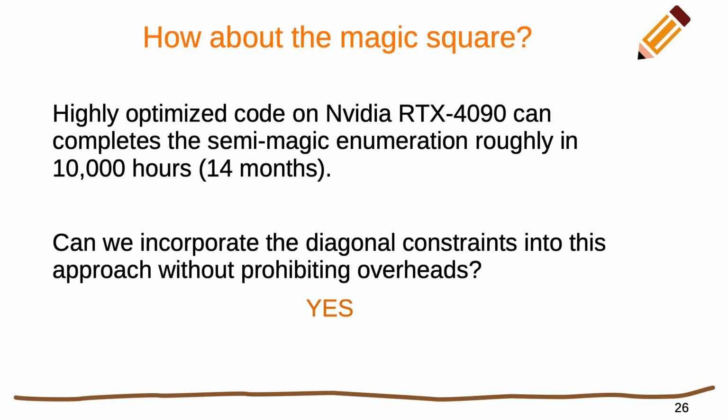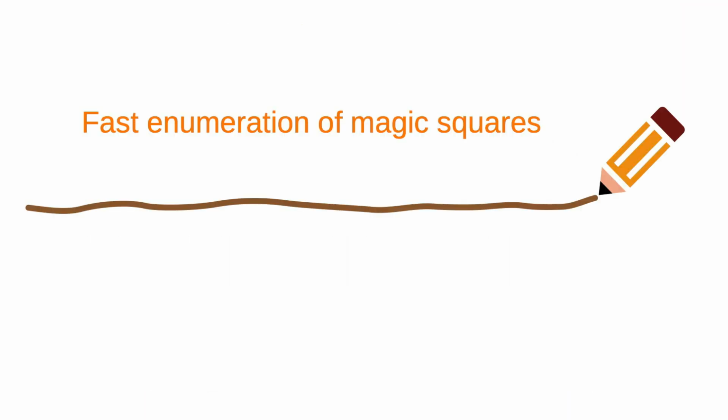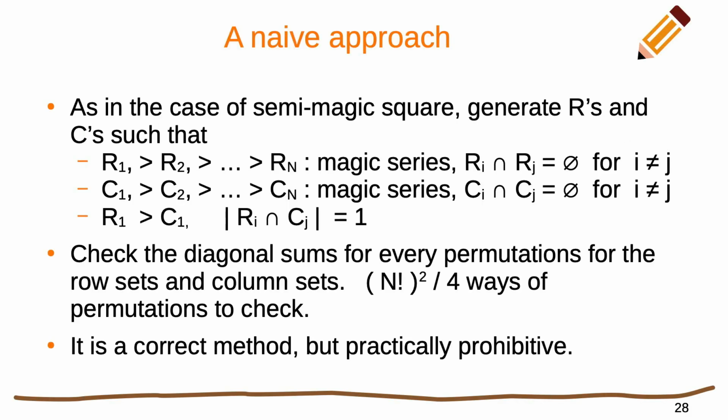Now, the question is, can we incorporate the diagonal constraints into this approach without prohibitive overheads? The answer is yes, as we will see later in this video. According to the inclusive definition of semi-magic square, all magic squares are semi-magic. So, in principle, if we generate all semi-magic squares and check whether each one satisfies the diagonal constraints, we can obtain the correct number of magic squares.